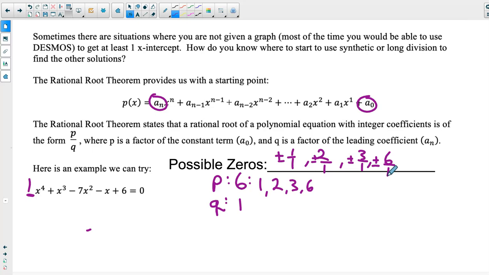It is now guess and check. We've narrowed down from every single number out there to these 8 possible solutions. So we're going to check them. We're going to see what happens. Hopefully one of them works, but no guarantees.